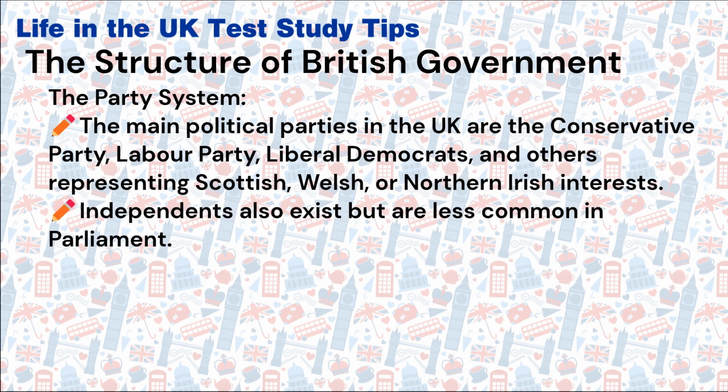The party system. The main political parties in the UK are the Conservative Party, Labour Party, Liberal Democrats, and others representing Scottish, Welsh, or Northern Irish interests. Independents also exist but are less common in Parliament.